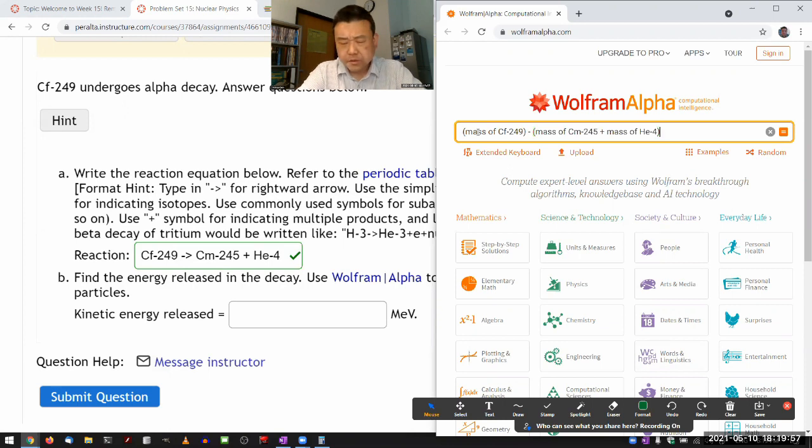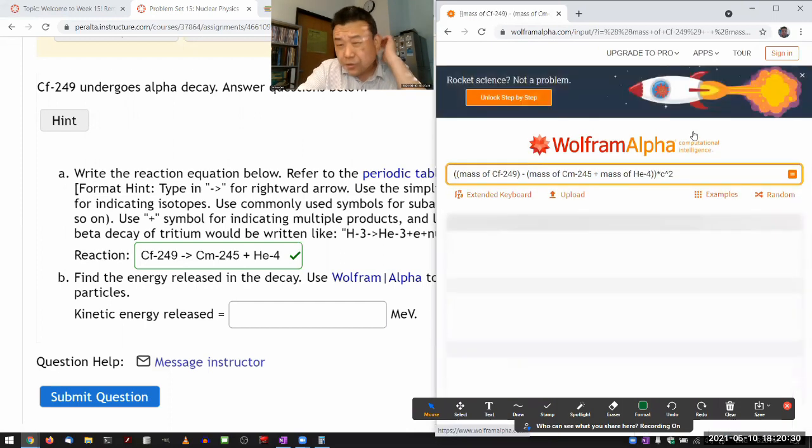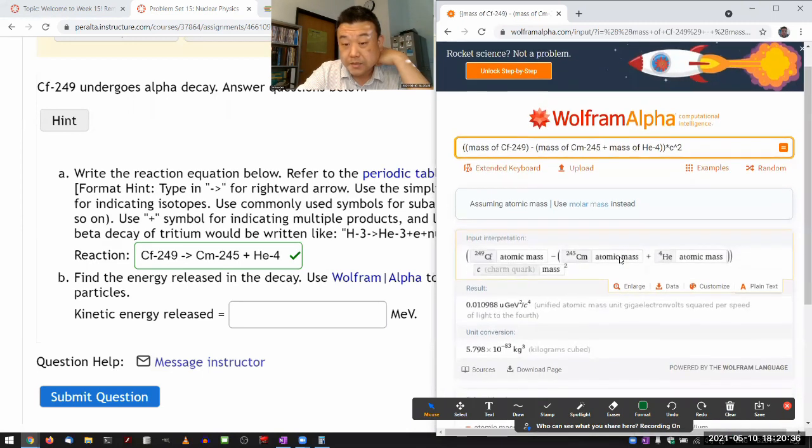And the thing that I was talking about before with the electron mass, in this calculation, it's just going to work out. You know, californium does have 2 more electrons than curium does, but when I'm looking up the mass of helium 4, that includes those electrons. So it's just going to work out, the difference will cancel out anyway. And I guess I can do this times c squared. So this mass difference calculation times c squared will give me rest energy. And I think Wolfram Alpha might be smart enough to actually give me the energy in the unit that's convenient.